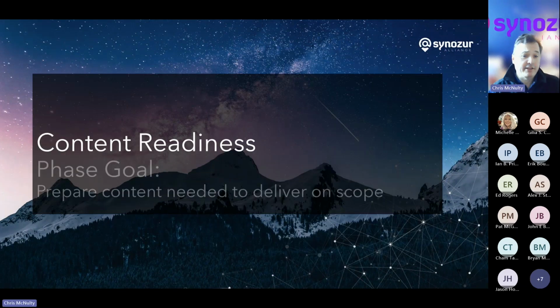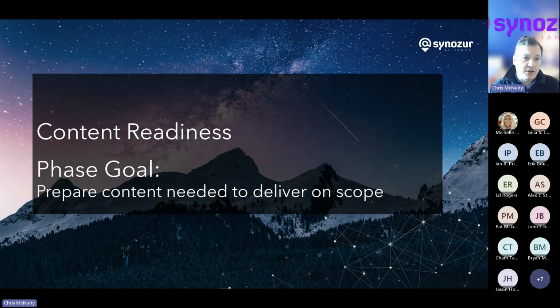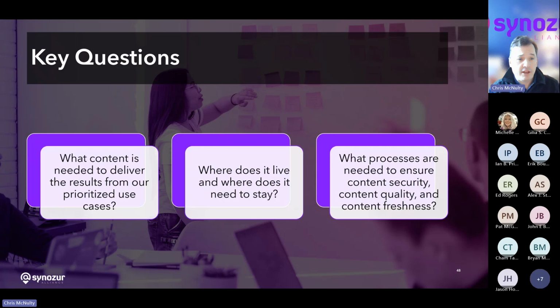So content readiness is the next phase. Within this, you need to make sure you are looking at the content that you need to answer the questions and interactions that you've identified in the first phase that are part of your use cases. And so with that, the questions that your team should be addressing are: what content do you need? Where does it live? And how do we make sure that we've got the right security, quality, and freshness for it?